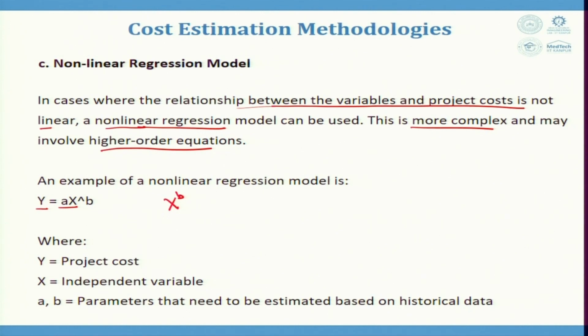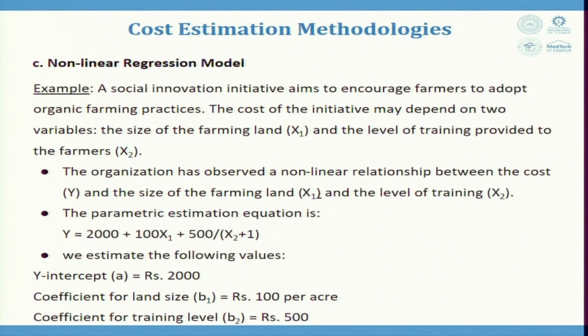It could be x1 power b1, then x2 power b2, and so on. Here, an example for the nonlinear model could be a social innovation initiative that aims to encourage farmers to adopt organic farming practices. The cost of the initiative may depend upon two variables, that is size of farming land and level of training provided to the farmers. Now, x1 and x2 become the two variables. The organization has observed a nonlinear relationship between the cost y and the size of farming land x1 and the level of training x2, which is to be determined.